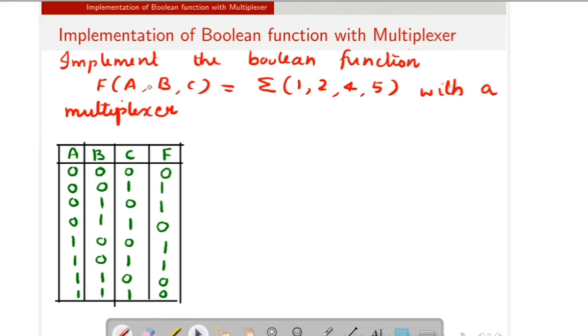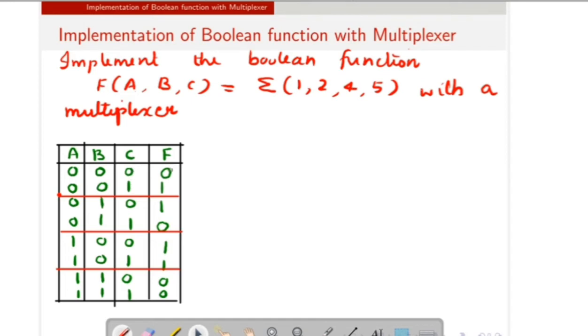For the 3 input variables, I select 2 of them as the selection lines of the multiplexer. So I select A and B as the selection lines. A and B may be 0 0, 0 1, 1 0, 1 1. So we can divide this truth table like this: A B is 0 0, A B is 0 1, A B is 1 0 and A B is 1 1. When the selection line is equal to 0 0, C may be 0 or 1.